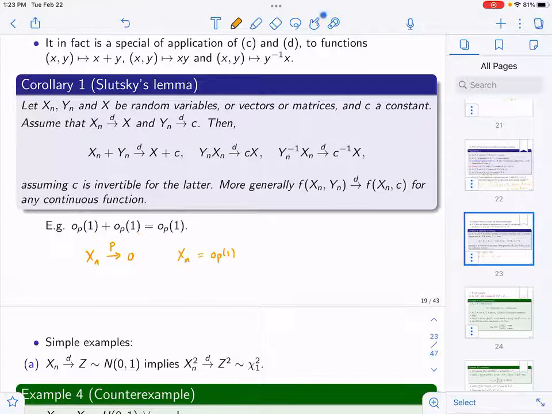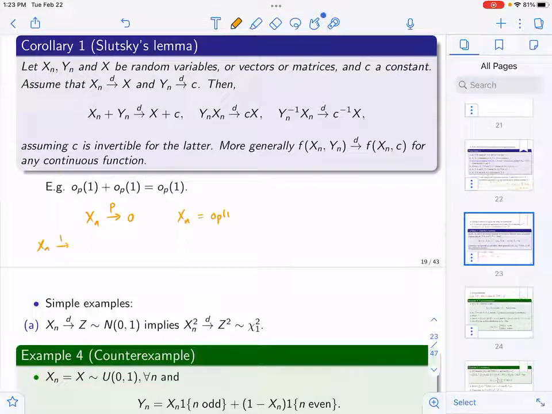This is basically using this fact: let's say x_n converges in probability to 0, and y_n converges in probability to 0. Then x_n plus y_n converges in probability to 0. So that's the translation: x_n is o_p of 1, y_n is o_p of 1, so x_n plus y_n is o_p of 1. You can use these mnemonic rules, and once you get comfortable, simplify things without necessarily writing formal limits.